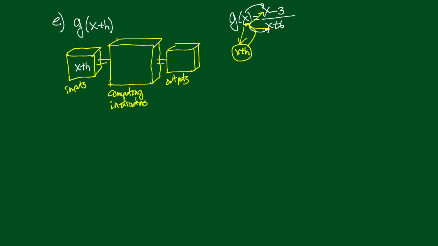So here's what it's going to look like. G of x plus h is, okay, instead of x, I'll write x plus h minus 3. And then at the bottom, it'll be x plus h plus 6. Now, there's nothing more I can do. That's it. All right?